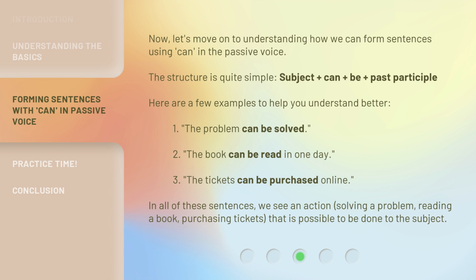1. The problem can be solved. 2. The book can be read in one day. 3. The tickets can be purchased online. In all of these sentences, we see an action, solving a problem, reading a book, purchasing tickets, that is possible to be done to the subject.